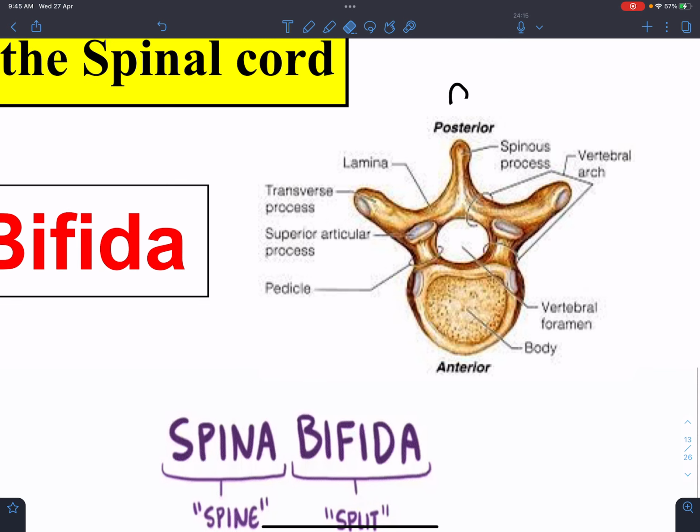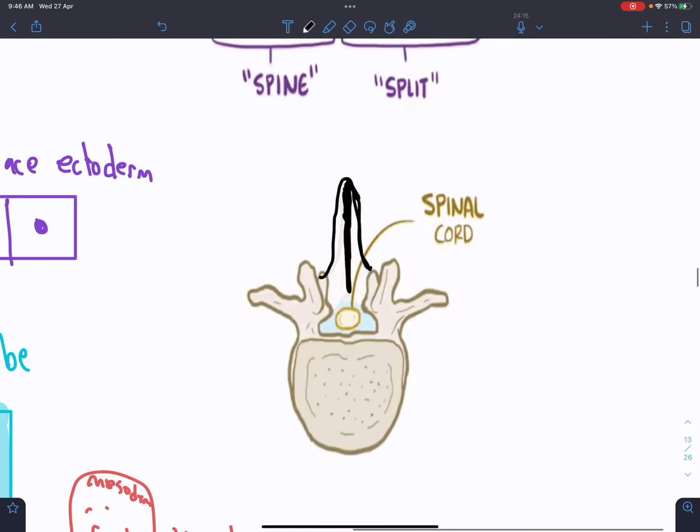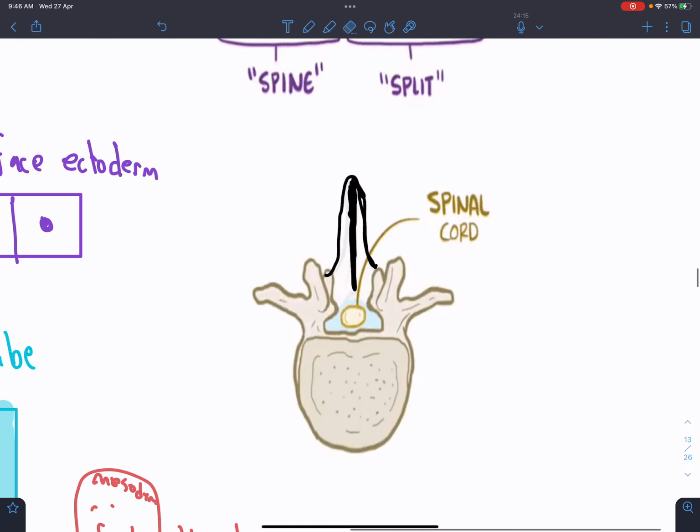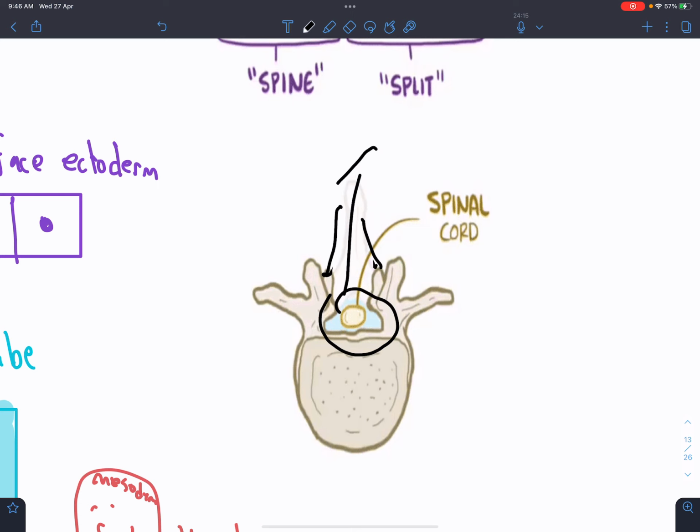So what happens if there is failure of fusion? What happens if the vertebral arches don't fuse to give you the spinous process? Like in this picture right here. Well, this will lead to an opening right here. And this opening, if large enough, will cause the bulging of the spinal cord's contents, or the spinal cord itself, or its meninges, or CSF. They could bulge out right here, and they could form a sac, depending on the type.